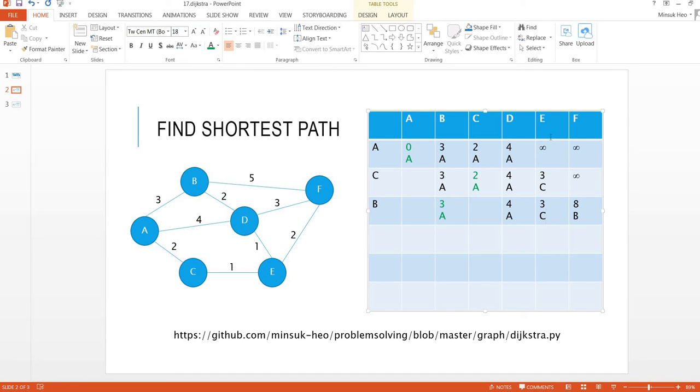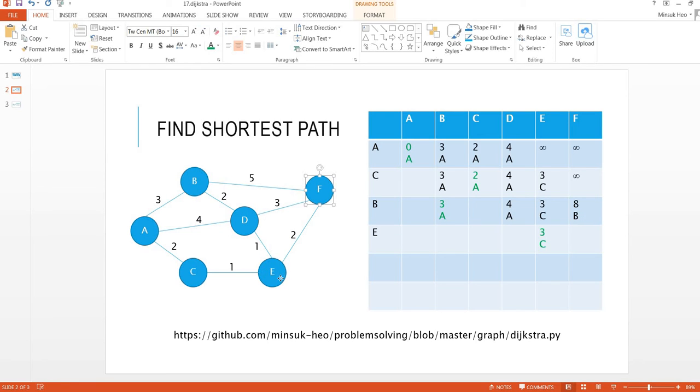Since 3, E is the smallest one, I'm going to go to E, and I mark this one 3, C, and change this color to green. Okay, from E, we have the edge to C, D, F. I'm going to ignore C because we already visited it, so we just have D and F.